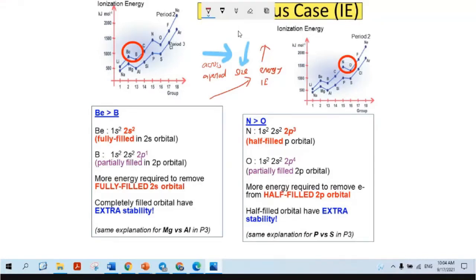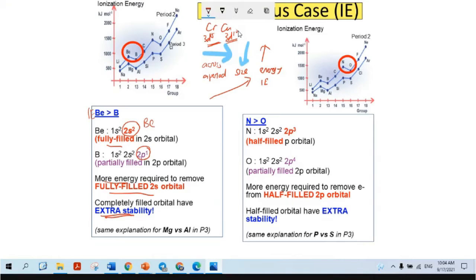Why? You have to check the electronic configuration. For beryllium, you notice 2s2, and then boron is 2p1. So 2s2 is actually a full-filled orbital. If you still remember chromium and copper, this one must be 3d5, and this one must be 3d10, because half-filled and full-filled have extra stability. So that's why more energy is required to remove the full-filled 2s orbital for beryllium. That's why beryllium has higher ionization energy compared to boron.